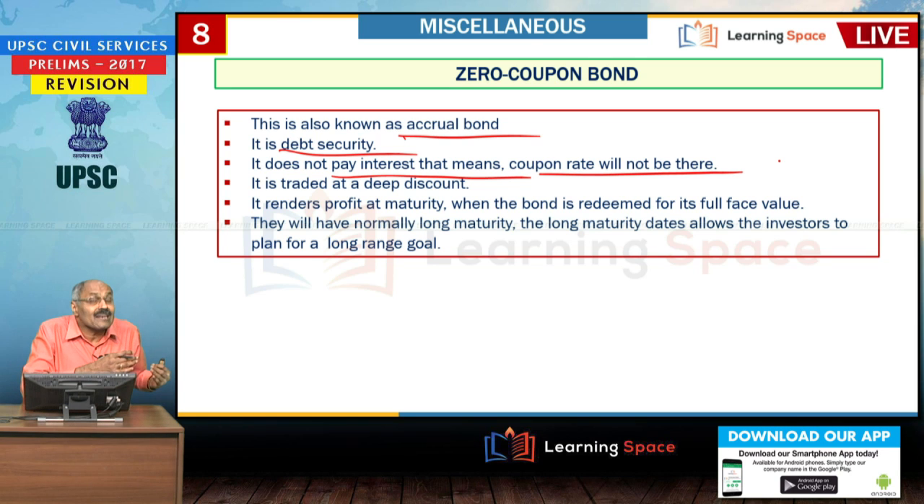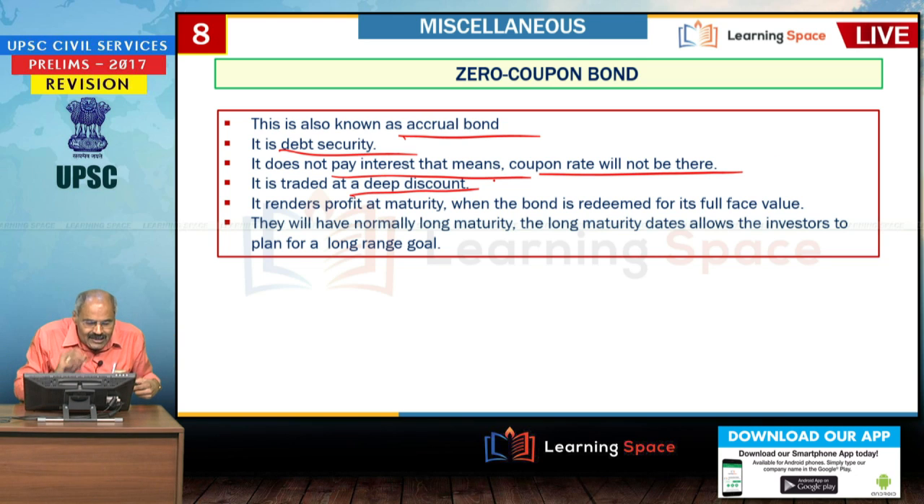Normal bonds, coupon rate will be there. If I am investing 1 lakh rupees in a bond, I will get every 6 months or so interest, maybe 7%, 6%, but in this case I will not get any interest, but these I purchase at deep discount. If I will get rupees 3 lakh by 2030, I will purchase it at deep discount, maybe at rupees 1 lakh. So, that is the meaning of zero coupon bond.